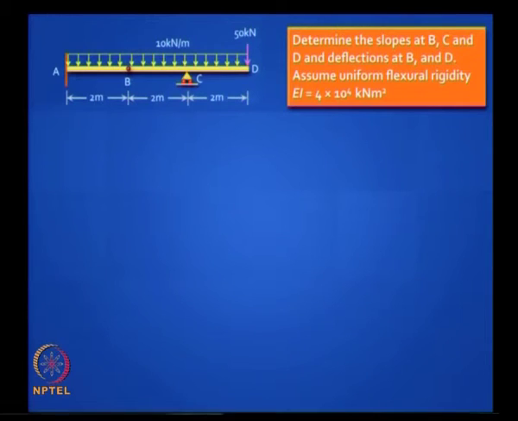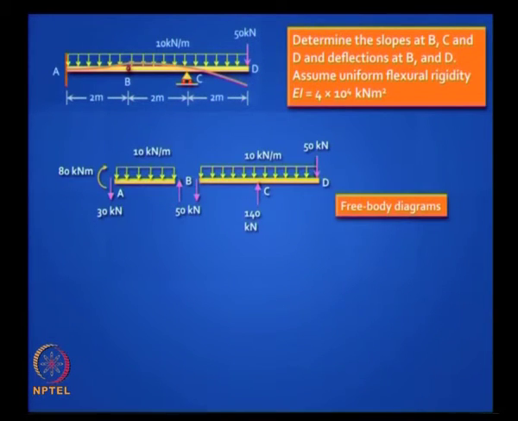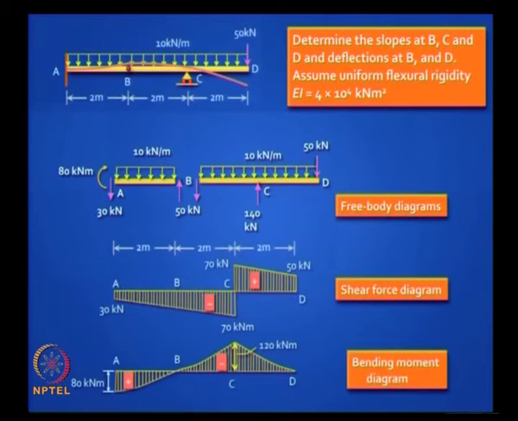What do you first need to do? Analyze the beam, draw the bending moment diagram. You can also try drawing the deflected shape, it will look like that. Draw the free body diagram. It is easy to analyze once you separate out the parent and the child. You can draw the shear force diagram, you have the bending moment diagram. Let us just accept it, you have the bending moment diagram.